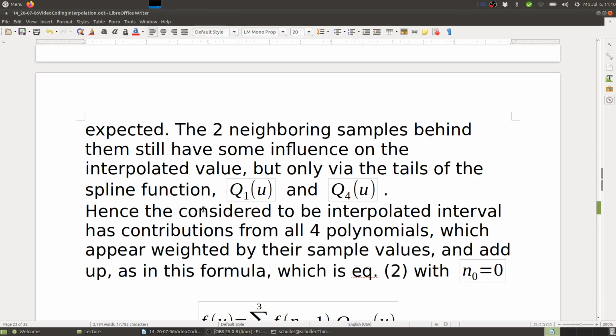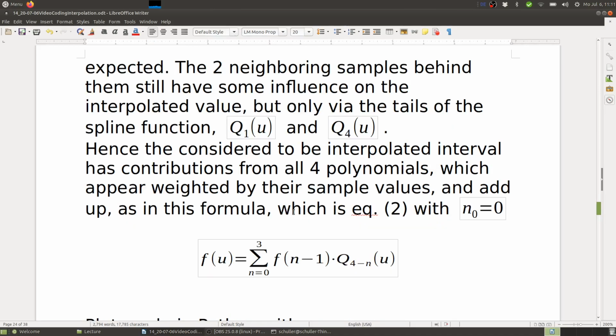Hence the interval to be interpolated has contributions from all four polynomials, which appear weighted by their sample values and add up as in this formula, which is equation 2 with n0 equals 0. So here we have this particular interval, and you can see we get contributions from each polynomial according to the sample values.